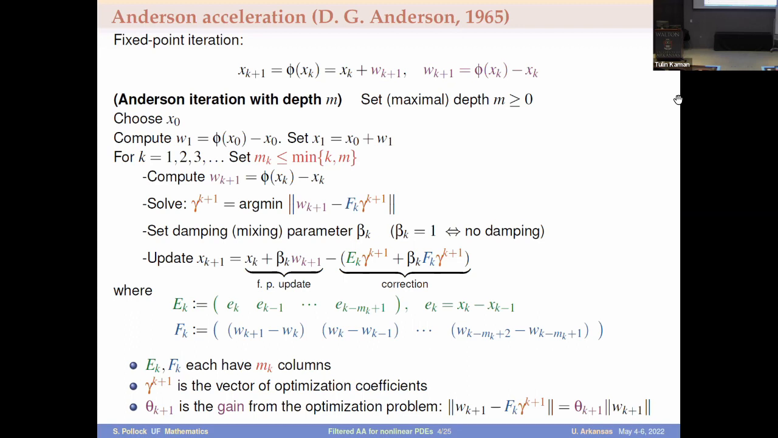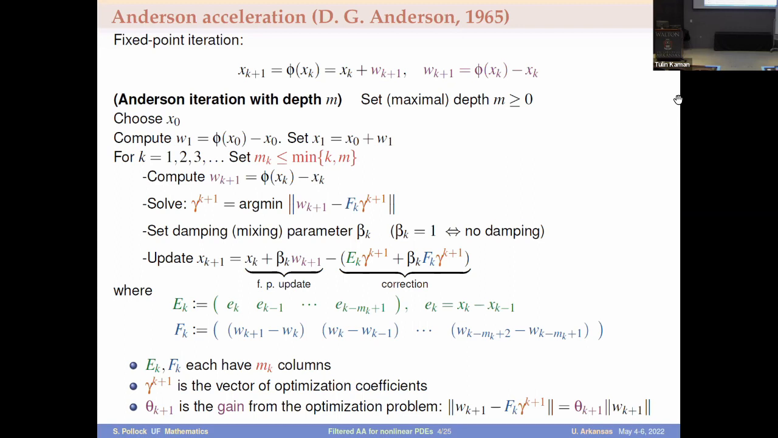So this Anderson iteration with depth m is, first we set a maximal depth m. We do our initial fixed point iteration, and then for subsequent iterates, we compute our update step. And then we solve this little optimization problem, where we find the best representation of w, our most recent residual, in the column space of these differences between consecutive residuals.